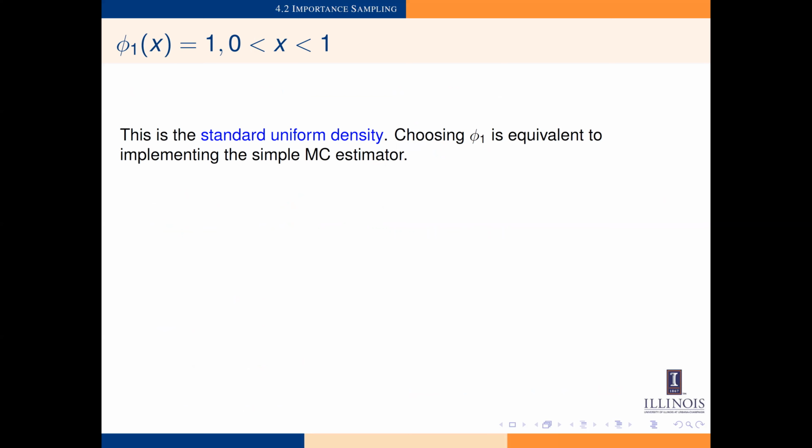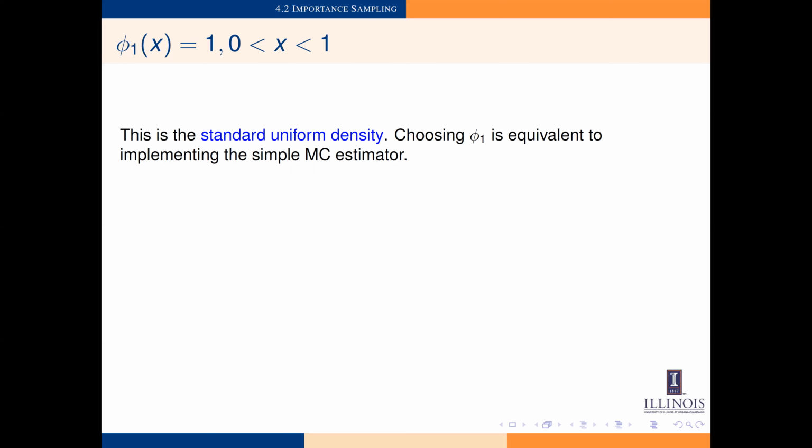So here's the first one. Phi 1 of x is equal to 1 for any x between 0 and 1. So you can see that this is essentially the standard uniform density. So phi 1 is actually the same as our f over here. So choosing phi 1 as the importance function is essentially equivalent to implementing the simple Monte Carlo estimator.